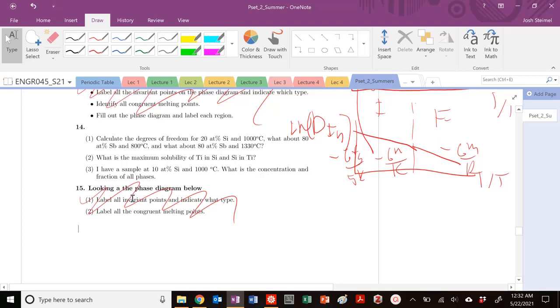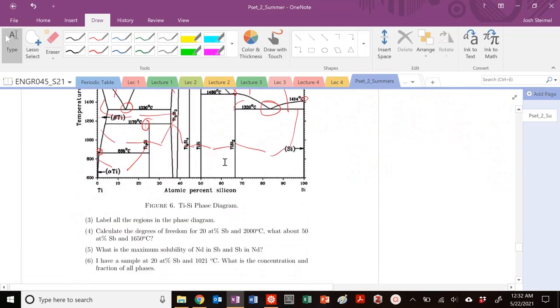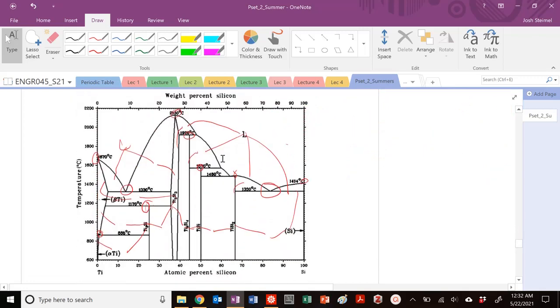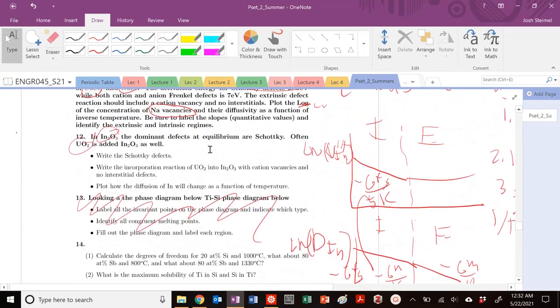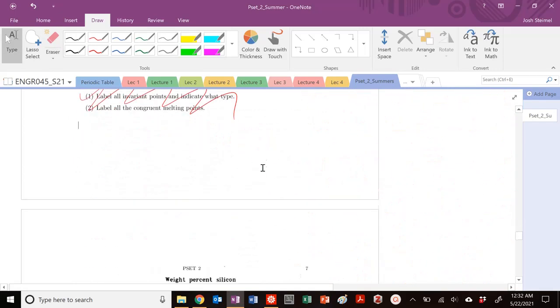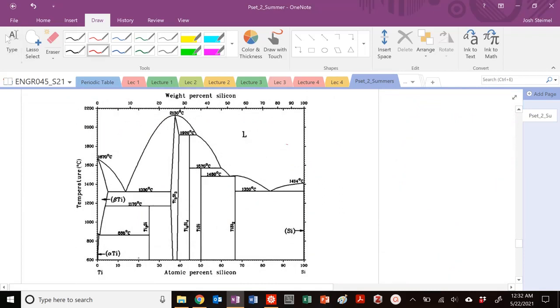Calculate degrees of freedom for 20 atomic percent silicon and 1000 C. And then what about 80 Sb at 800? So we're calculating degrees of freedom. Let's go back to the problem. We're looking at 20 atomic percent silicon at 1000 C. So what are my degrees of freedom here?